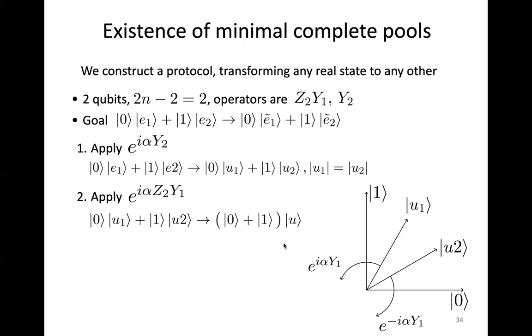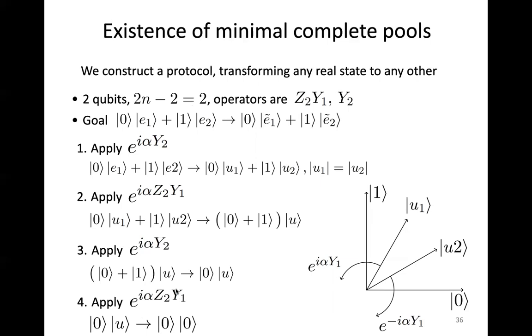The next step that we do, we would again apply the generator of y2 and basically transform this state to 0u. That we can do because basically we just transform 0 plus 1 to 0. This is essentially a Hadamard gate. And the fourth step would be to apply this one again, and then we can transform 0u to 0, 0.